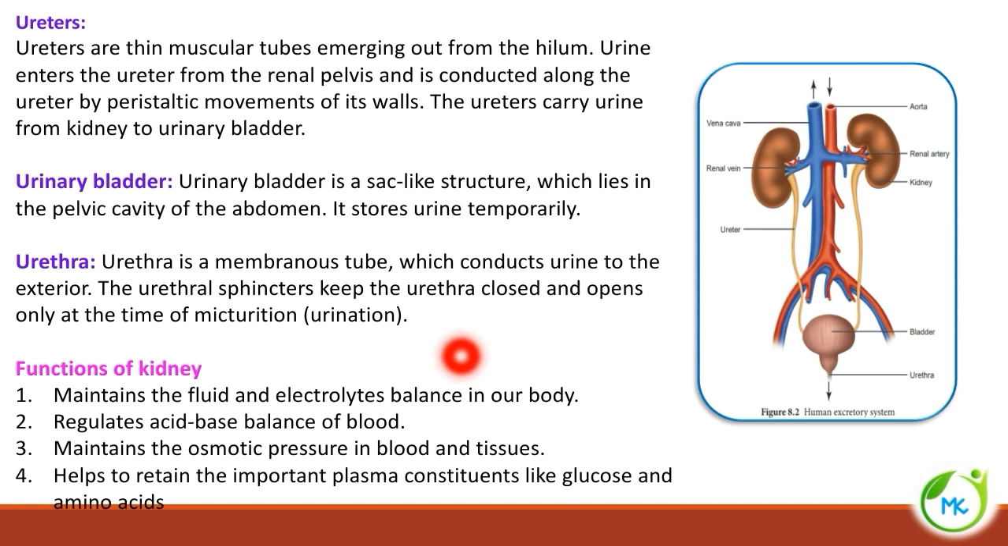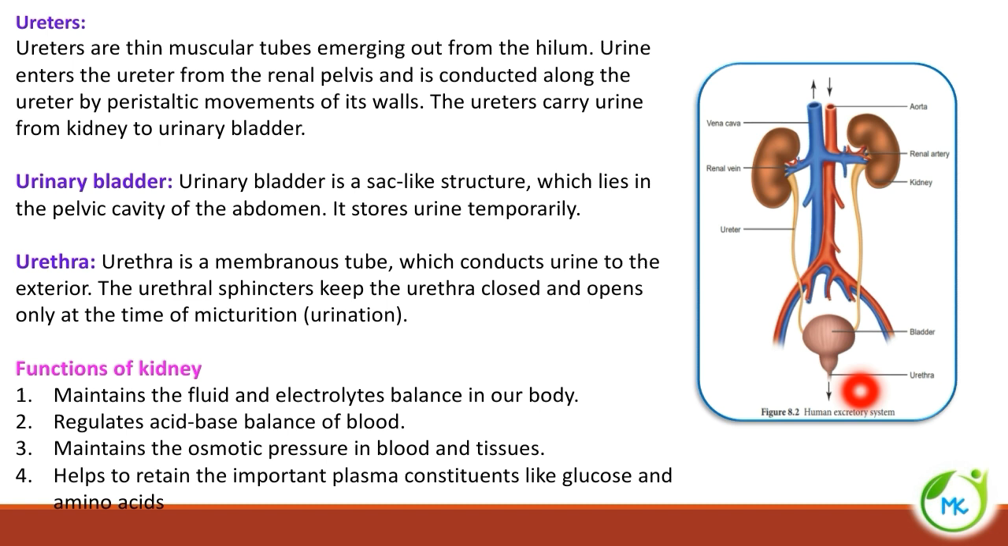Next is the urethra. You should not confuse the ureter with the urethra. The ureter is this muscular tube which connects the kidney to the urinary bladder. And the urethra is a short, small, membranous tube. It conducts urine to the exterior. Exterior means it is sent out.